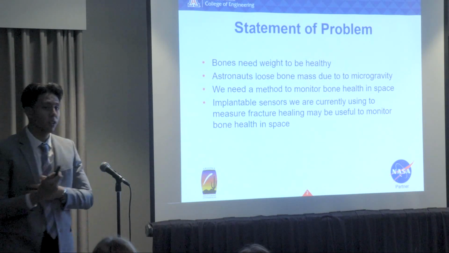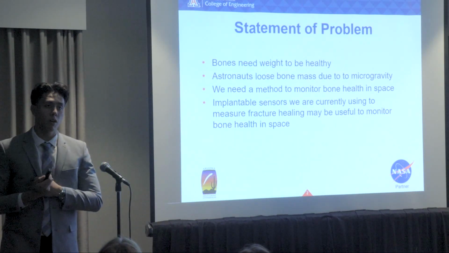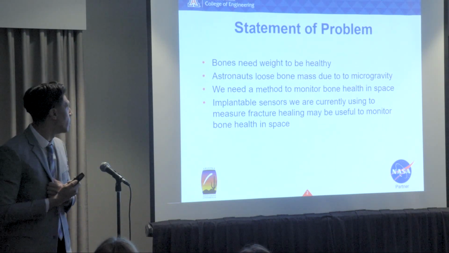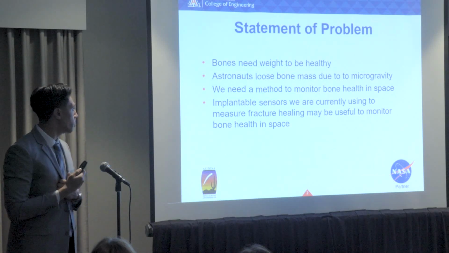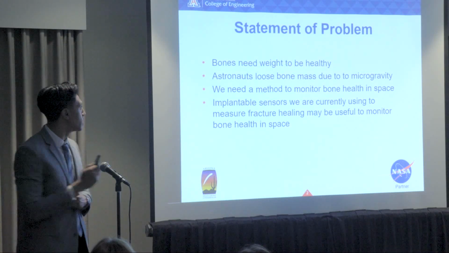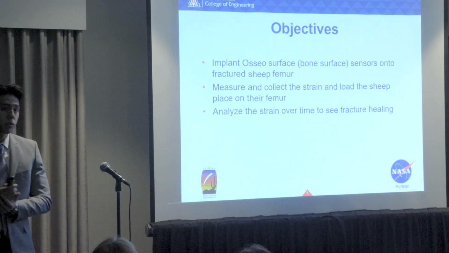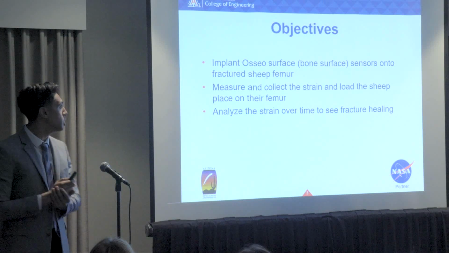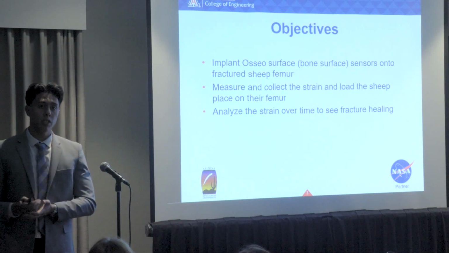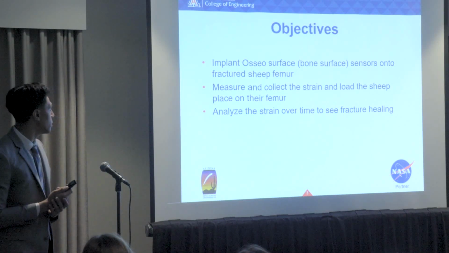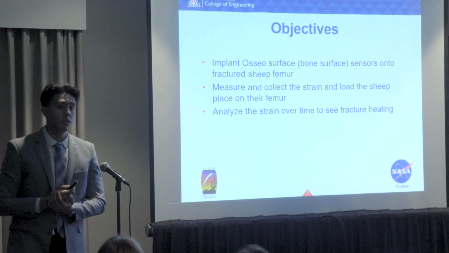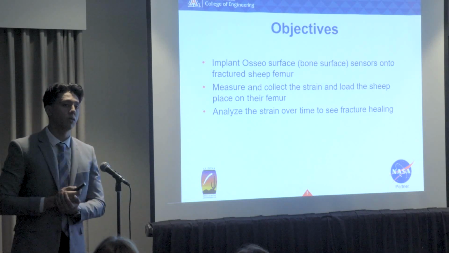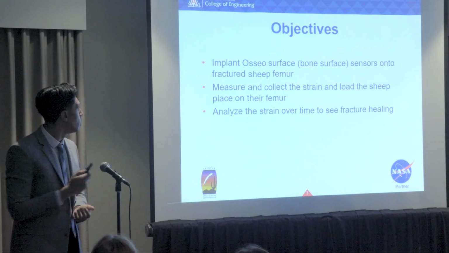So we are trying to develop new methods to monitor bone fractures and to help with these fractures. In this project in particular, we're just going to be focusing on the implantable sensors. The objective of this research is to first implant osseosurface sensors onto the bones of sheep. These are male sheep, and this was going to be a 3-year study. We measure and collect the strain and load placed on their femurs, and we analyze the strain over a certain period of time to see how their bones are healing.